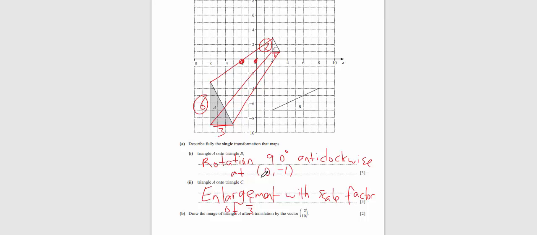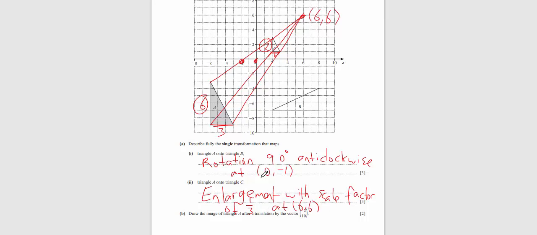And then you need to know where is the center of the enlargement. If you try to draw it, they will actually meet here, okay. So this is 6, 6. That's the center of the enlargement at the coordinate of 6, 6, okay?